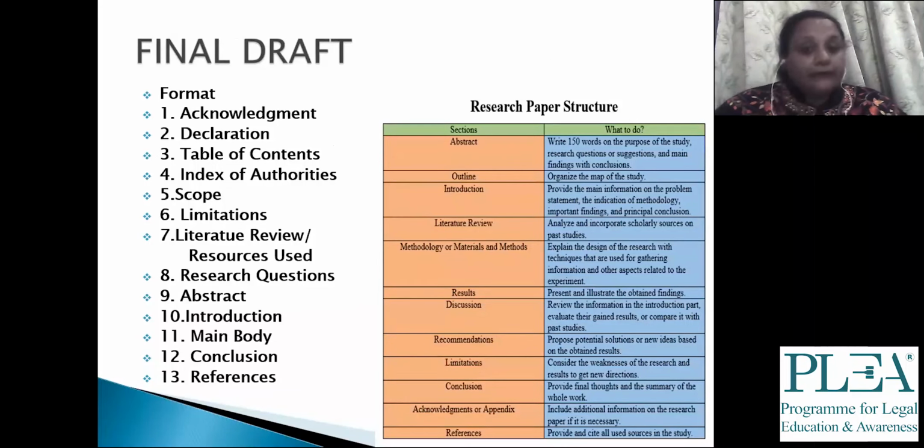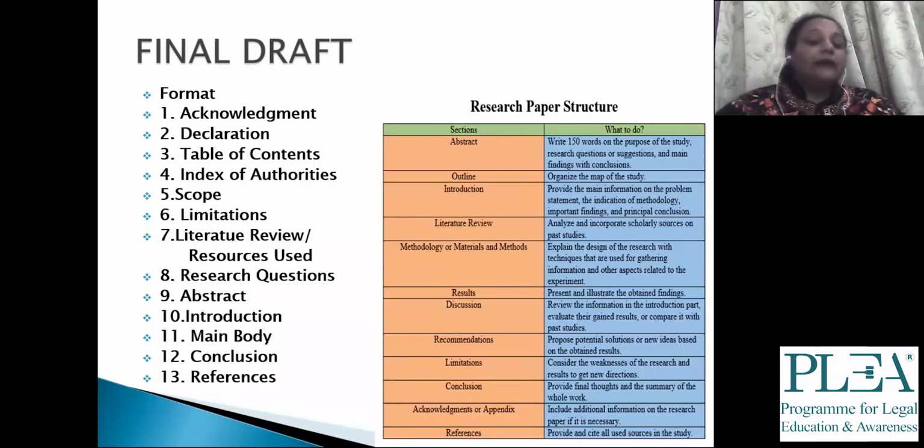Then declaration. Declaration is that this piece of paper or this academic writing is your original work. Or if you have taken help, then you can also mention that. Then your table of contents. Of course, we are well aware of what a table of contents is. Then index of authority, scope. Why you are writing this research paper? What is the scope of your topic?